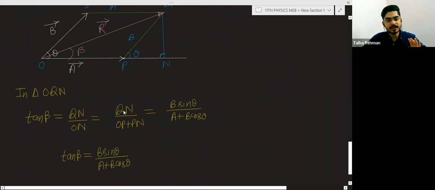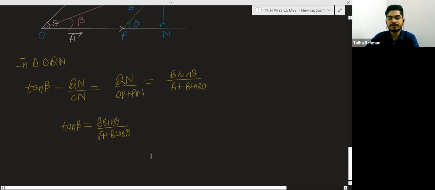So how will you calculate this now? You should remember beta means this angle. This angle beta is with this vector, A vector, so A vector will be in the denominator. And you will take B sin theta and B cos theta with the other vector. I will solve a question, then you will get it. So from here we can find beta.